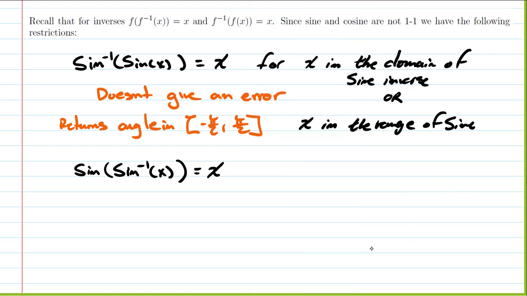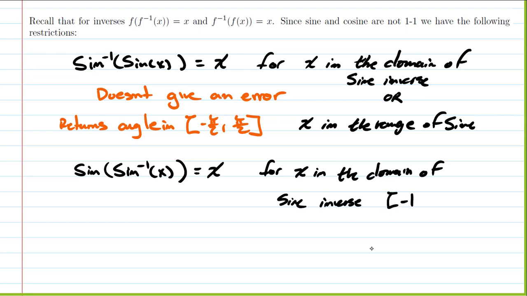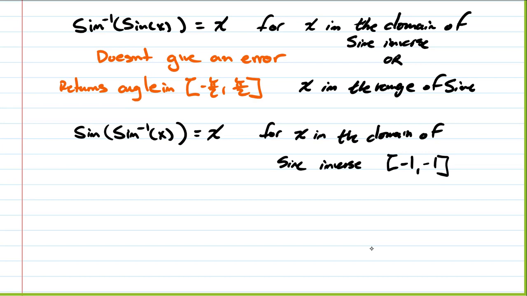So this also works for x in the domain of sine inverse, that is, for x between -1 and 1. This one will give an error. So we just have to be a little bit careful, because the order of the composition is going to cause different things to happen.